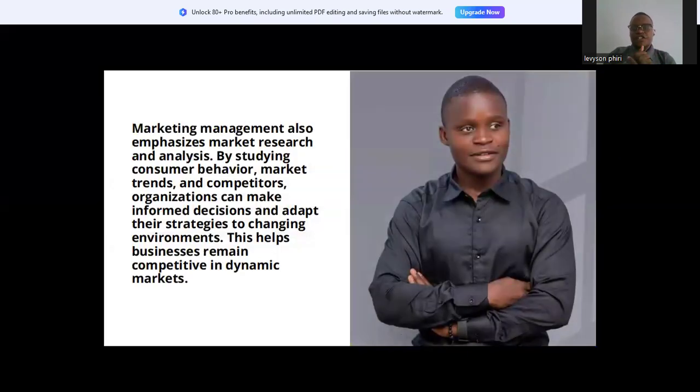So marketing management also emphasizes market research and analysis by studying consumer behavior, market trends, and competitors. Organizations can make informed decisions and adapt their strategies to changing environments. This helps businesses remain competitive in dynamic markets. This statement is just emphasizing us who are in marketing.